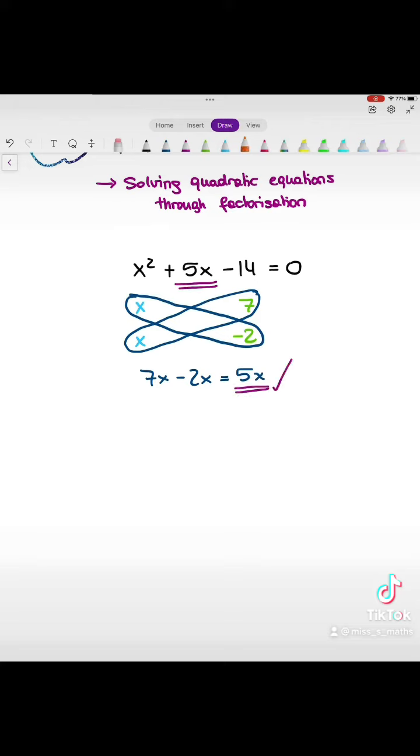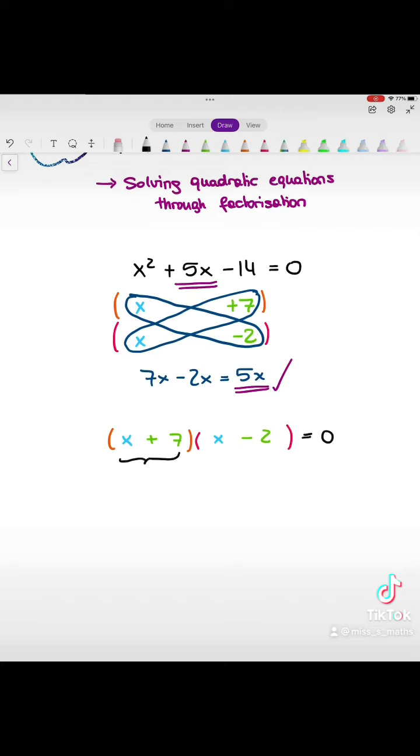So that means I found the correct pairs there, and I can now put brackets around the first and the second row. So I get x plus 7 in the bracket and x minus 2 in another bracket, and I have now factorized my quadratic expression there, and it's still equal to 0 because it was an equation there.